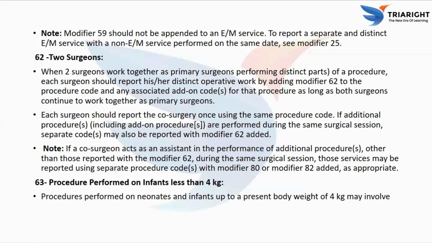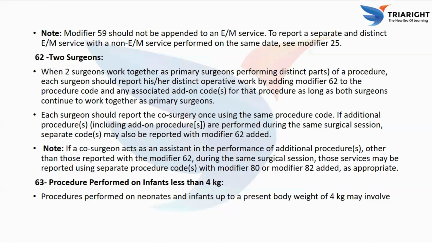Surgeon A, orthopedic part of spine surgery. Surgeon B, neurosurgical part of spine surgery. So for surgeon A, you have to assign the CPT code as well as the 62 modifier. And for surgeon B, you also have to add the CPT code and 62 modifier.